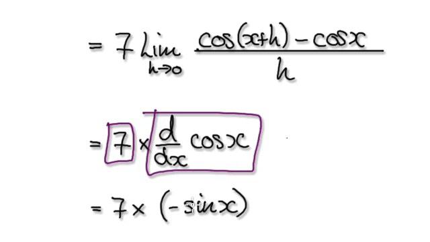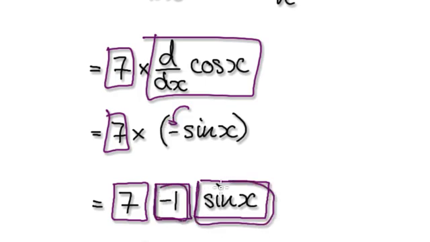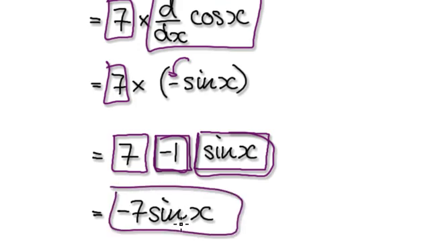Well, the derivative of cos of x is minus sine of x. So you can visualize it as a 7 times this minus, which you can visualize as a 1 times the sine of x. So that then becomes minus 7 sine of x.